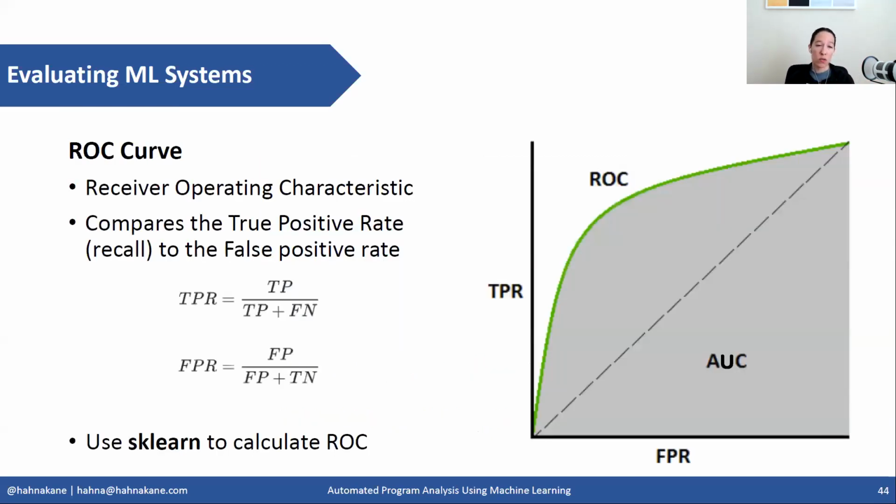You have the ROC curve, right? And no, we're not talking about Dwayne Johnson. We're talking about the receiver operating characteristic. This will compare the true positive rate to the false positive rate. So when you graph this, you get this nice curve here. And again, don't worry, you don't have to do all this math. You can just use sklearn to calculate the ROC for you, and you can assess it, determine if it's good or not.